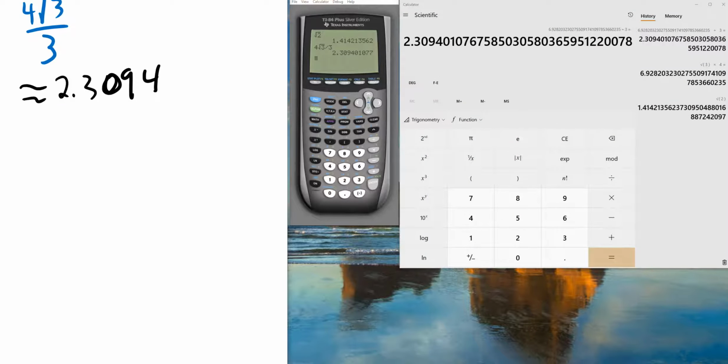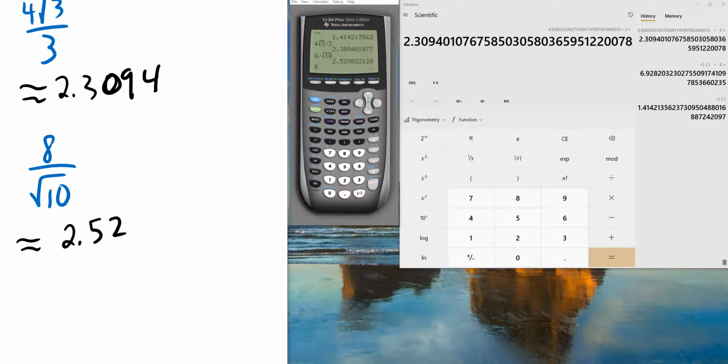What other algebraic stuff do we need to do? Let's say I want to find 8 over the square root of 10. How am I going to find this on the calculator? Again, the graphing calculator, it's easy to use here. 8 divided by second square root of 10. And this gives us about 2.5298.